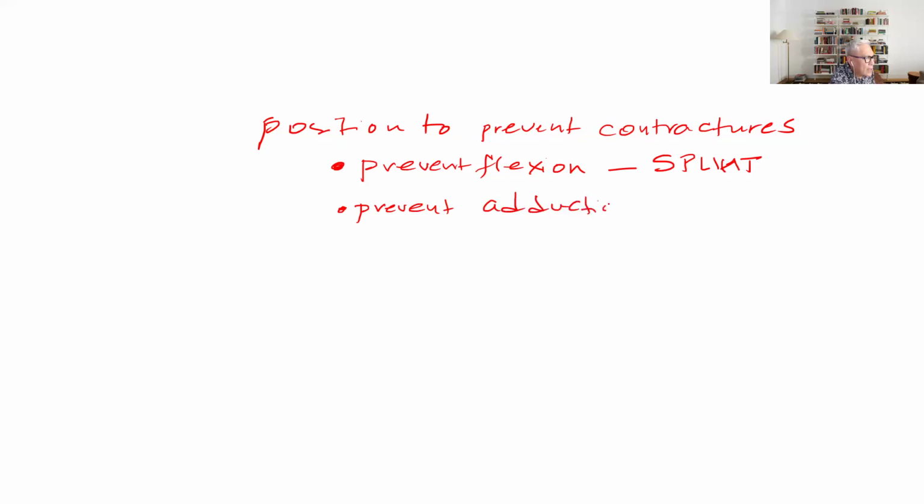To adduct is to go towards the body. So if this is the patient, the tendency is this arm, which would be affected, would go towards the body. So this is adduction. So how do we prevent adduction from happening? This is very important, and this is very common in NCLEX.